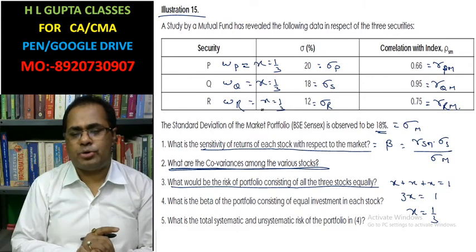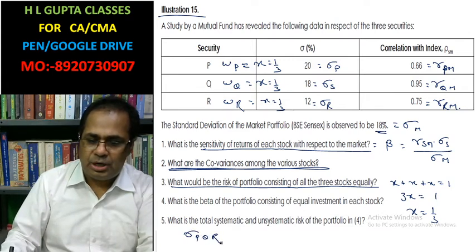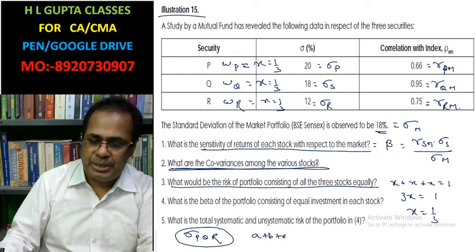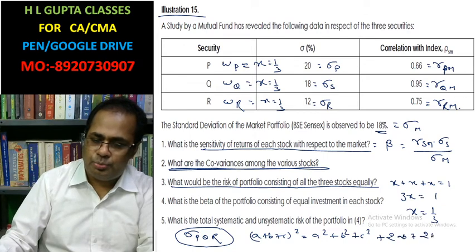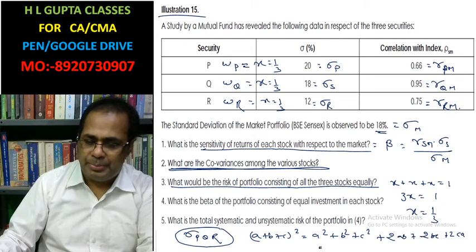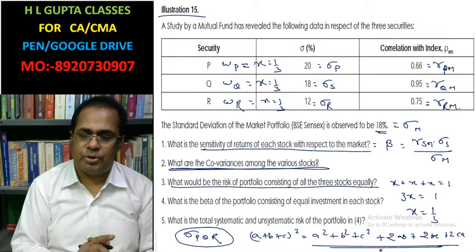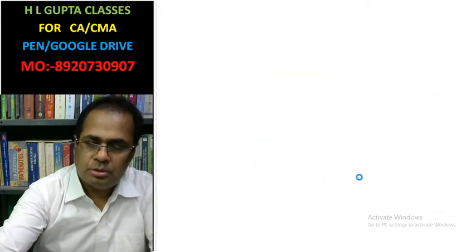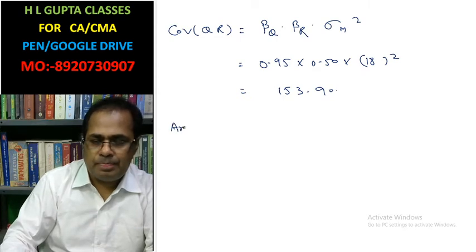Okay, now you have to calculate in the third part the standard deviation of PQR, and this formula is based on (a plus b plus c) whole square, that equal to a square plus b square plus c square, plus 2ab, 2bc, 2ca. Based on this you have to calculate. Okay, I am going to calculate the risk of the portfolio consisting all the three stocks equally. In this case, answer of 3.